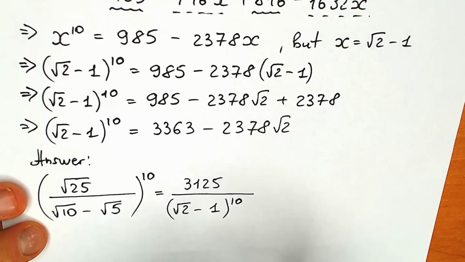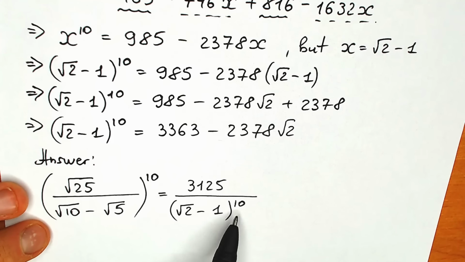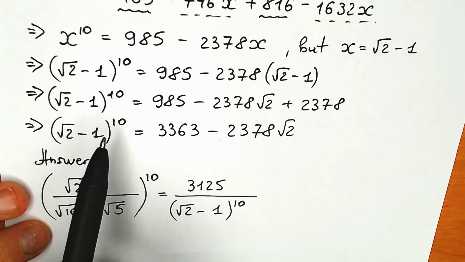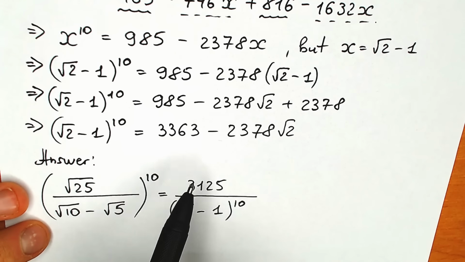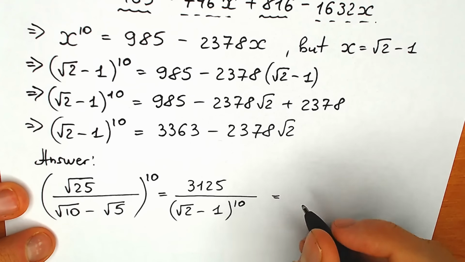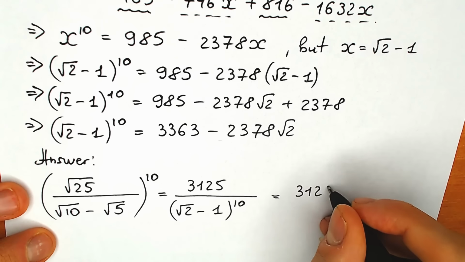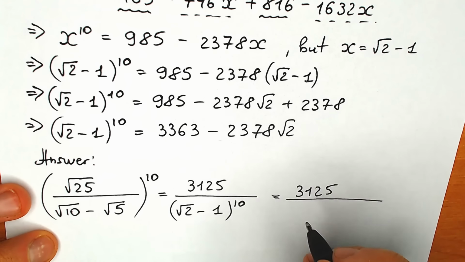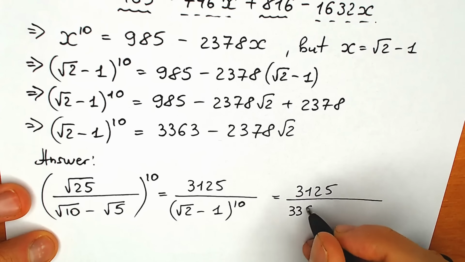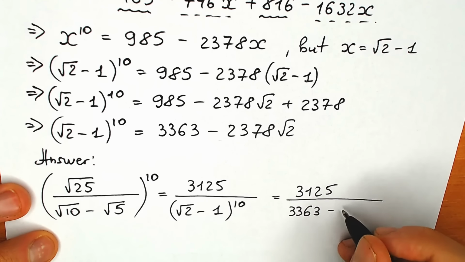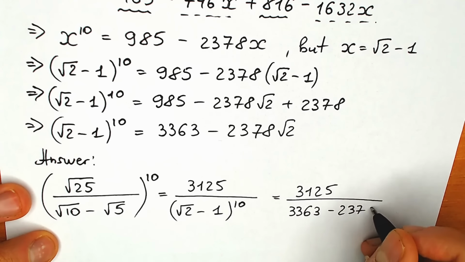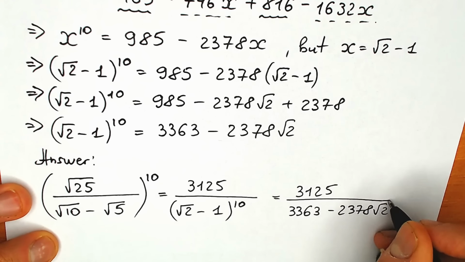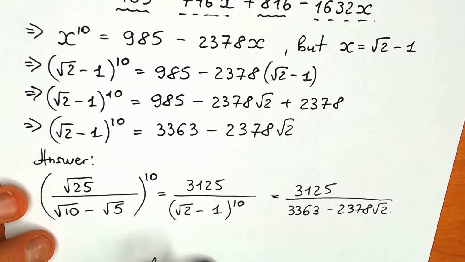And right now we can easily plug in, instead of this square root of 2 minus 1 to the power 10, this expression right here. We can easily plug in this difference, so we can write it as 3125 all over this one, 3363 minus 2378 square root of 2. Okay, and this is our answer to this question.